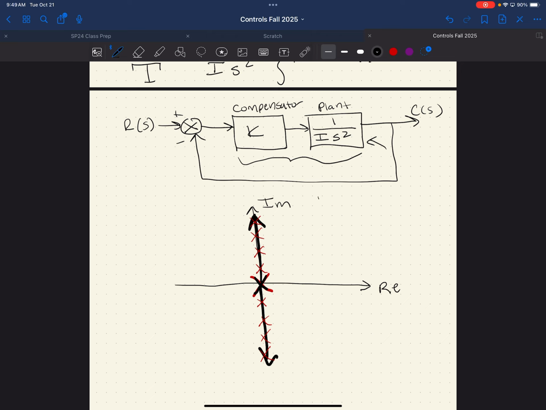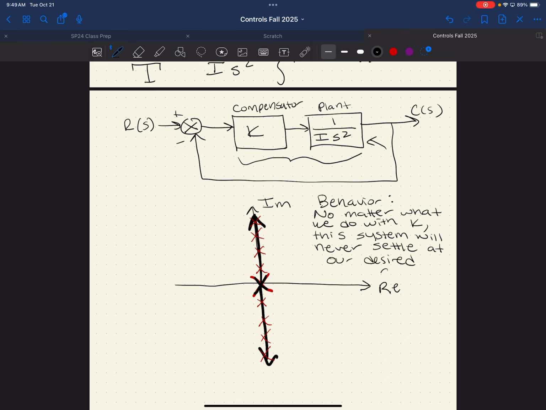So the behavior here says that no matter what we do with K, this system will never settle at our desired angle. Well, crap.